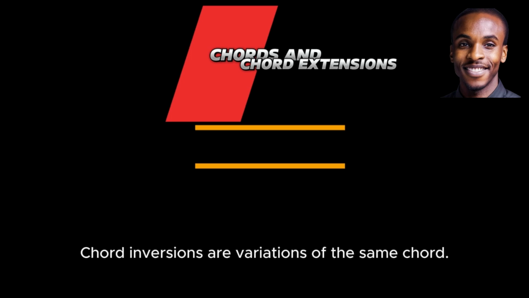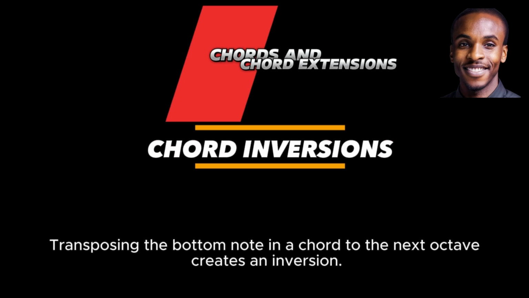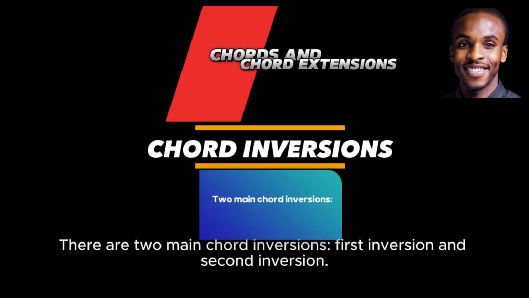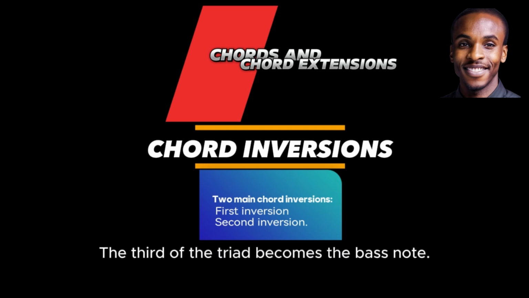Chord inversions. Chord inversions are variations of the same chord. Transposing the bottom note in a chord to the next octave creates an inversion. There are 2 main chord inversions: first inversion and second inversion. First inversion transposes the root note up 1 octave. The third of the triad becomes the bass note.